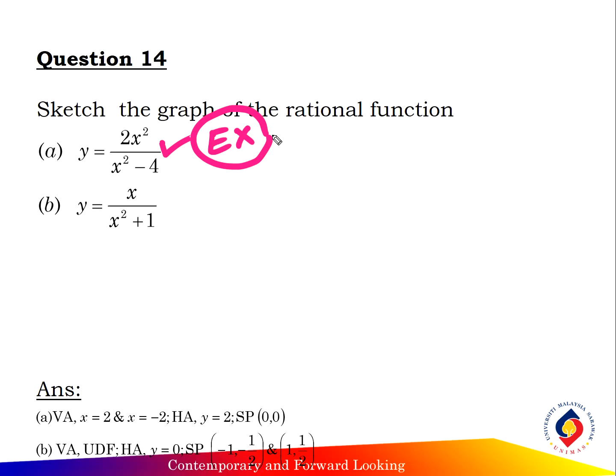Question 14. Sketch the graph of the rational function. Question B: y equals x over x squared plus 1. Question A is your exercise.